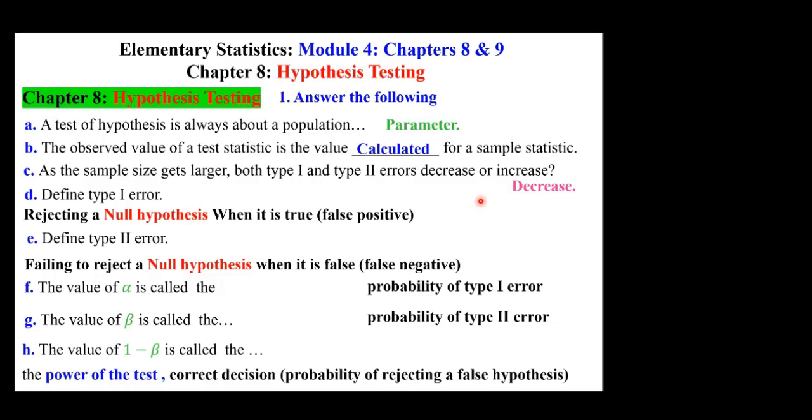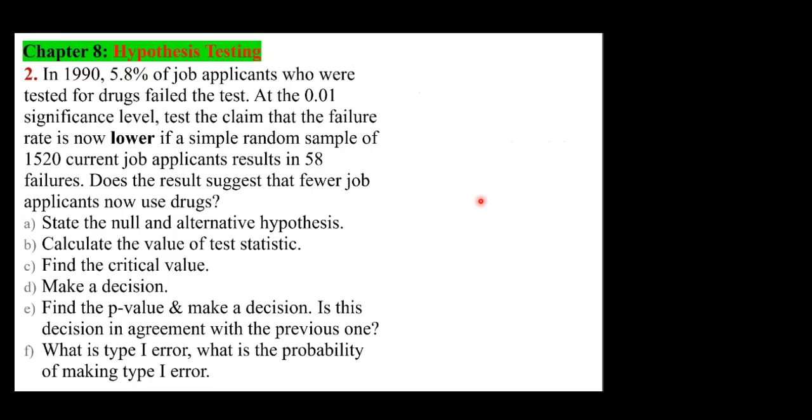false hypothesis. In 1990, 5.8% of job applicants who were tested for drugs failed the test. At the 0.01 significance level, test the claim that the failure rate is now lower if a simple random sample of 1,520 current job applicants results in 58 failures. Does the result suggest that fewer job applicants now use drugs?